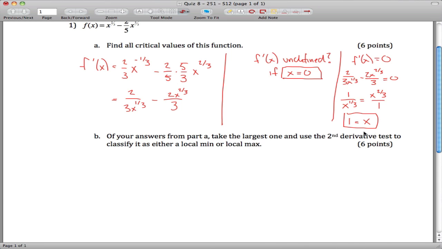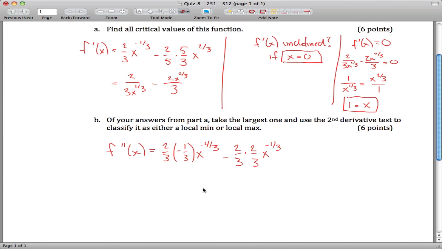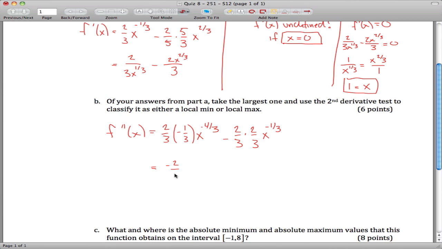Of your answers to part A, take the largest one, x equals 1, and use the second derivative test to classify it as either a local min or a local max. To do that, we need to know what the second derivative is. The second derivative is the derivative of this thing. So we got 2/3 times negative 1/3 x to the negative 4/3, and then we subtract 2/3 times 2/3 times x to the negative 1/3. We can simplify it a little bit: negative 2 over 9x to the 4/3 minus 4 over 9x to the 1/3. So here is our second derivative.